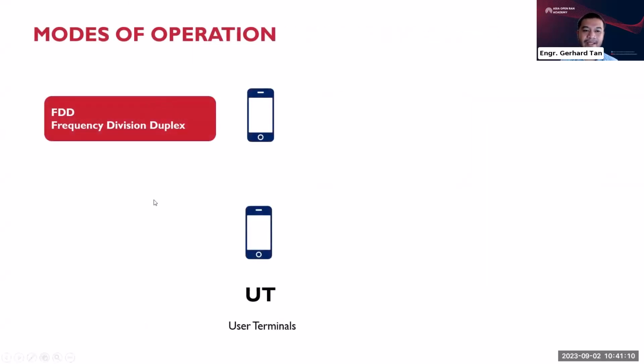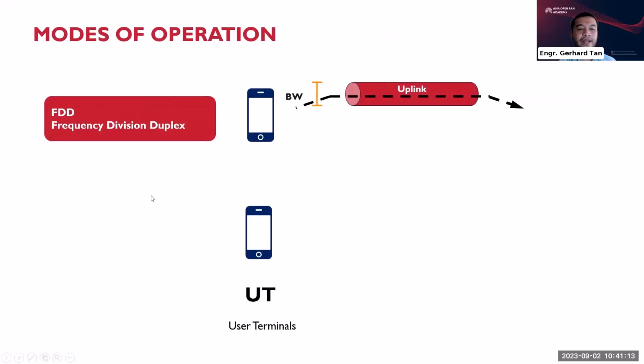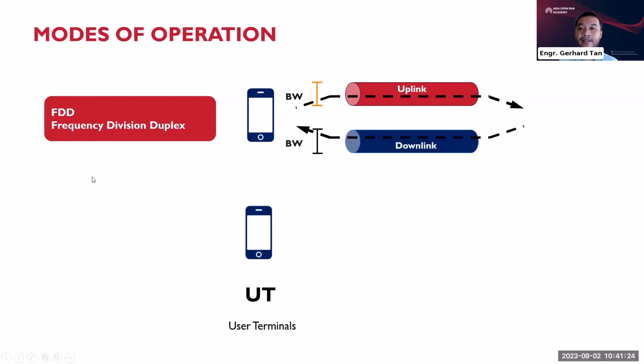So this slide shows you the different modes of operation of our phone traversing towards the cellular site. We have frequency division duplex. It means that you have an allocated channel on the uplink and another different channel on the downlink. So they simultaneously work and stream both ways on the uplink and on the downlink because there is an assigned channel, different from each other, on the uplink and on the downlink.